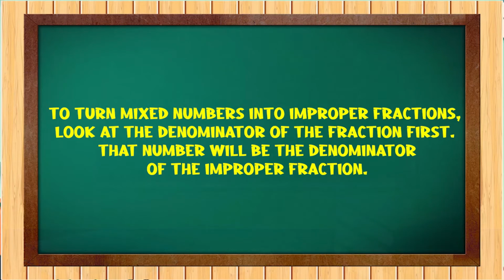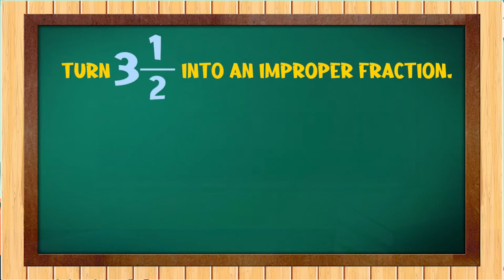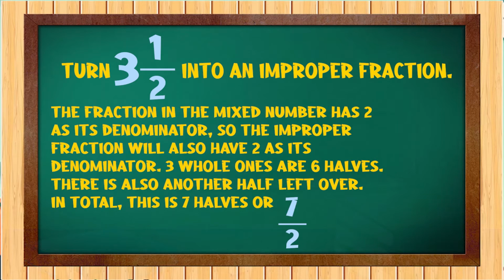To turn mixed numbers into improper fractions, we have to look at the denominator of the fraction first, because that number will be the denominator of the improper fraction. For example, if we're asked to turn 3 1/2 into an improper fraction, the fraction in the mixed number has 2 as its denominator. So the improper fraction will also have 2 as its denominator. 3 whole ones are 6 halves. I repeat, 3 whole ones are 6 halves.